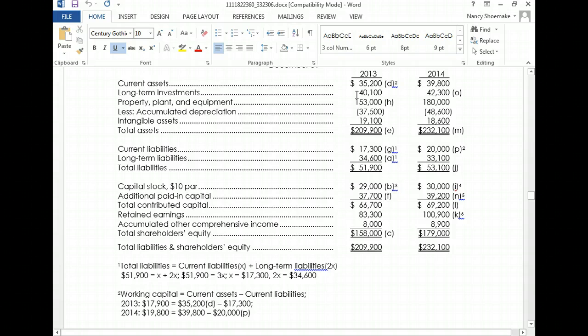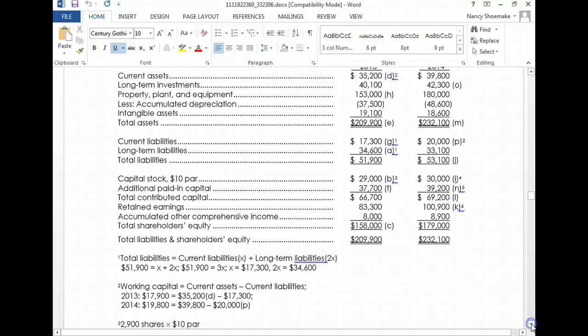Does that make sense? So I went through 2013, 2014, they give you a little bit more information, which can make it a little trickier. But the key here is understanding the relationships between the accounts and knowing what is part of certain sections in the balance sheet.